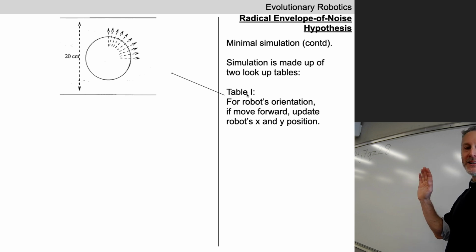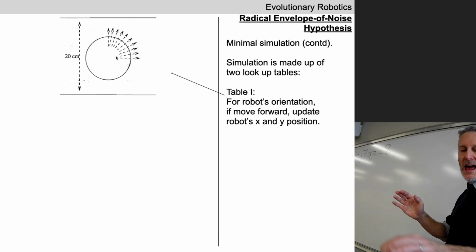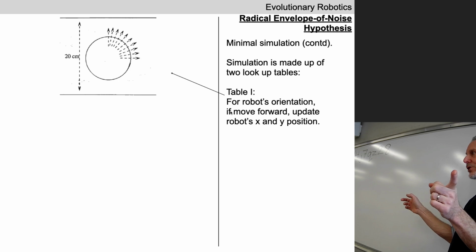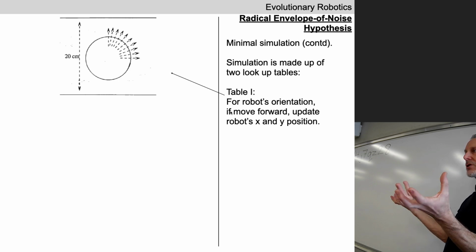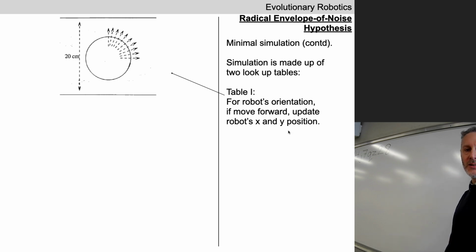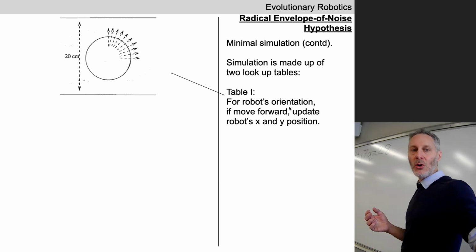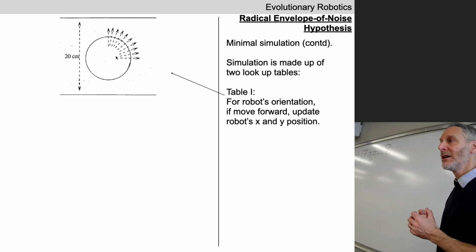The first one, in table 1, the controller would look up in the spreadsheet the robot's current orientation. How is it angled inside the tunnel? And if the motors were driving the robot forward, the controller would look at the two values that were currently sitting at the two motor neurons, and it would update the robot's X and Y position. So a little bit of trigonometry here.